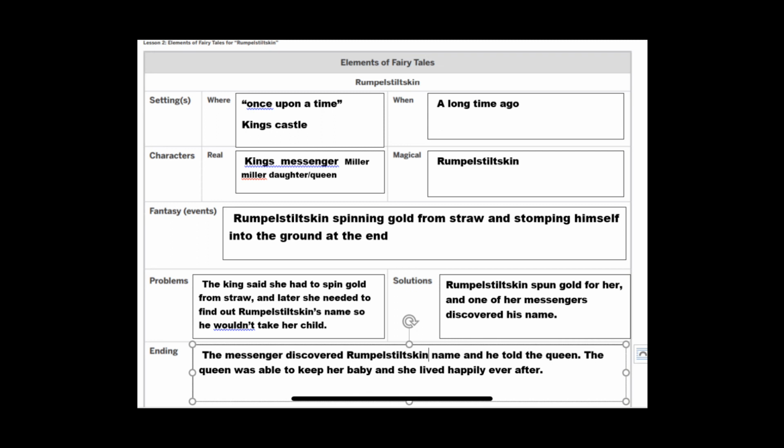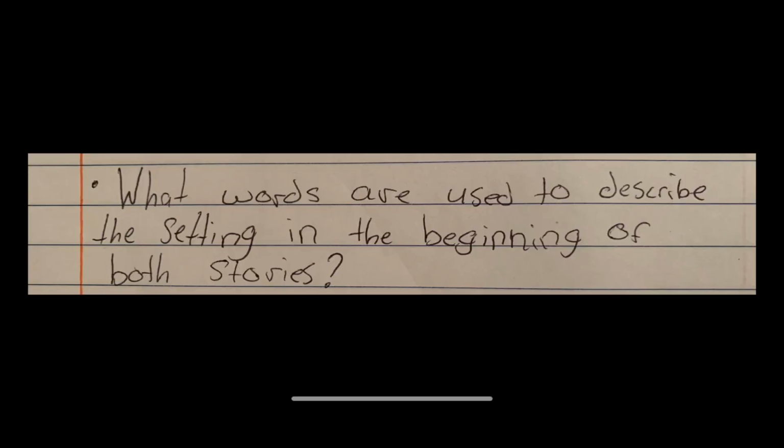I want you to write each question down on a piece of paper. What I will do is that I will show the question, read the question twice, and then you can pause the video to answer and then move on to the next question. Get ready. Question number 1 is coming up. What words were used to describe the setting and the beginning of both stories? Write this down. Pause the video.